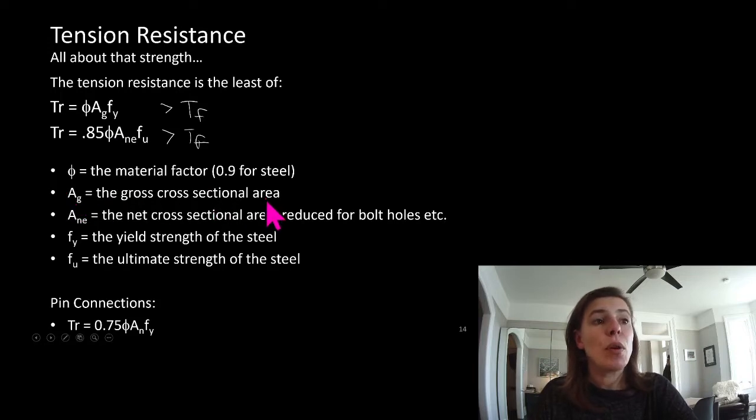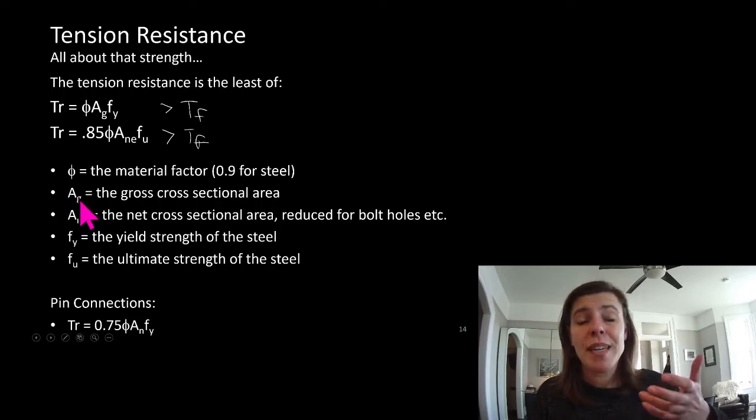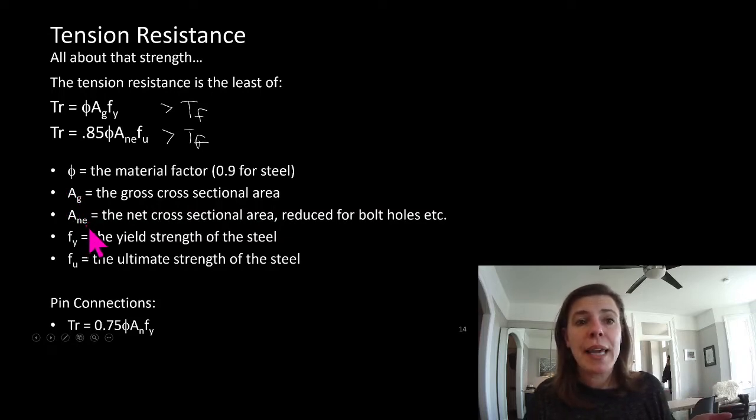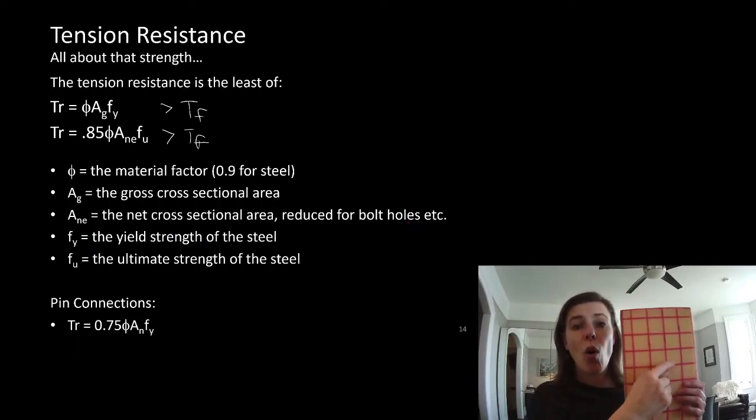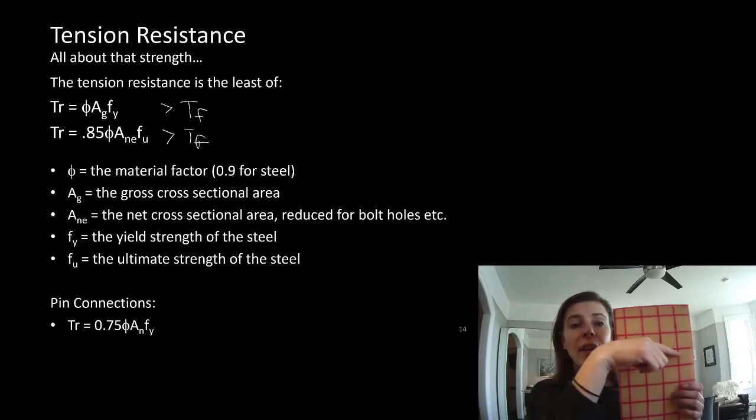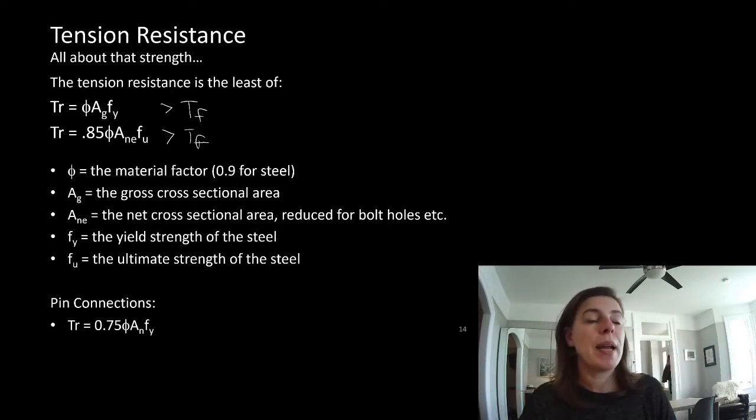AG is the gross cross-sectional area. In any other formula, we're probably just going to write A, because we don't need the G, because we're not trying to explain that it's different than the net cross-sectional area. ANE is the net cross-sectional area reduced for bolt holes or things like that. So if we had that opening through here, it's the area that's left where we have that opening. Fy is the yield strength of the steel, or normally the limit of stress we ever want our steel to see. And Fu is the ultimate strength of our steel, the absolute maximum load this thing can take.